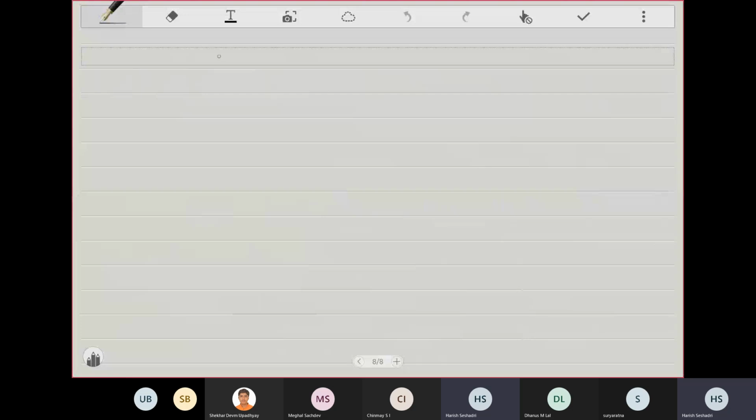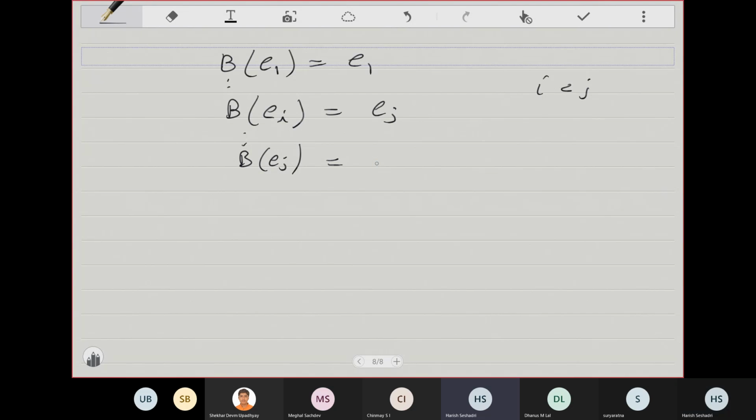So, in other words, the flip is of this form: B of E1 equal to E1, etc. And then B of EI equals EJ. So let's say I is less than J. B of EJ equal to EI. B of EN equal to EN.